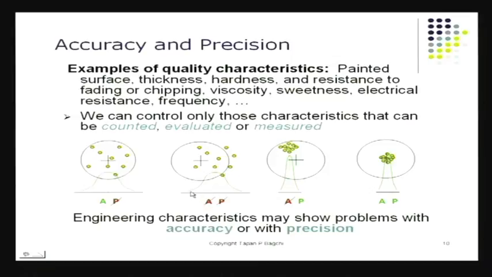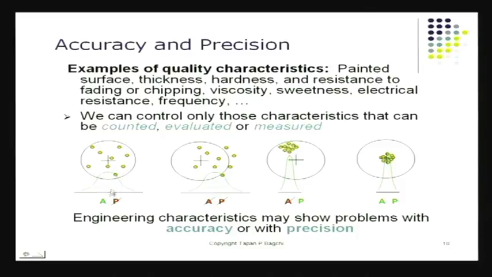Also notice this spread is rather wide. So I'll say precision is also poor. There is poor accuracy and also poor performance in terms of precision as far as this shooter is concerned. Look at this shooter now.